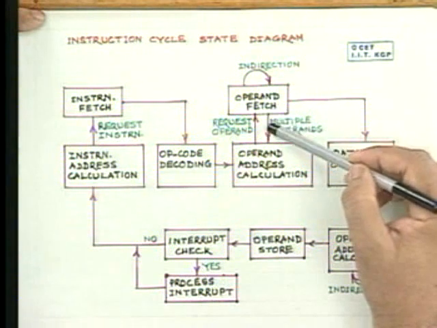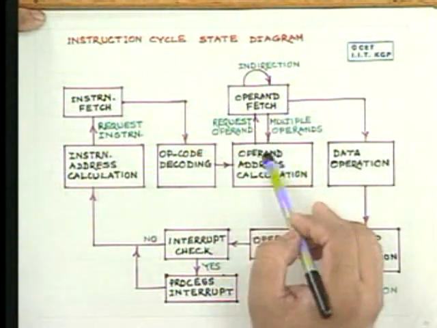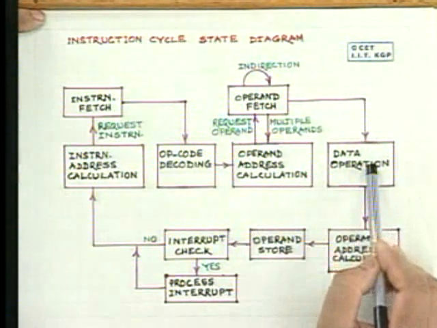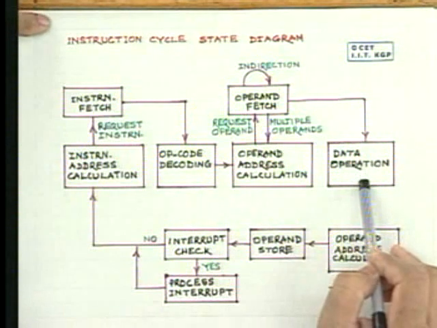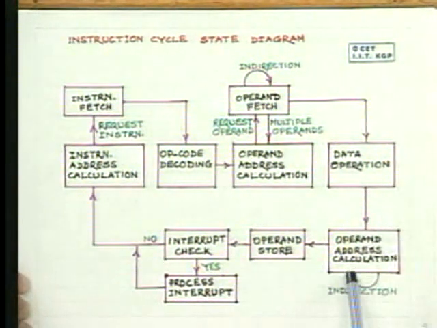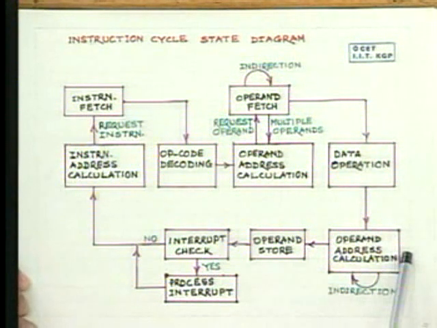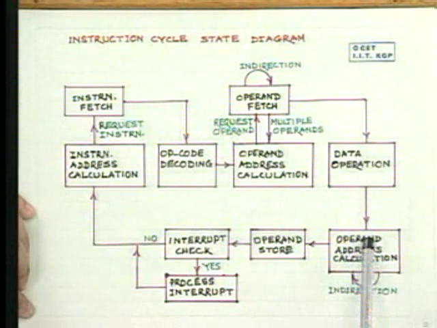If a 3-address machine and 3 operands are needed, then it will be executed thrice. After all operands have been fetched, it comes to the data operation. That means the computation is done. Then operand address calculation may be done once more to store the result. And if it's an indirection, this address calculation goes on for more than one step.